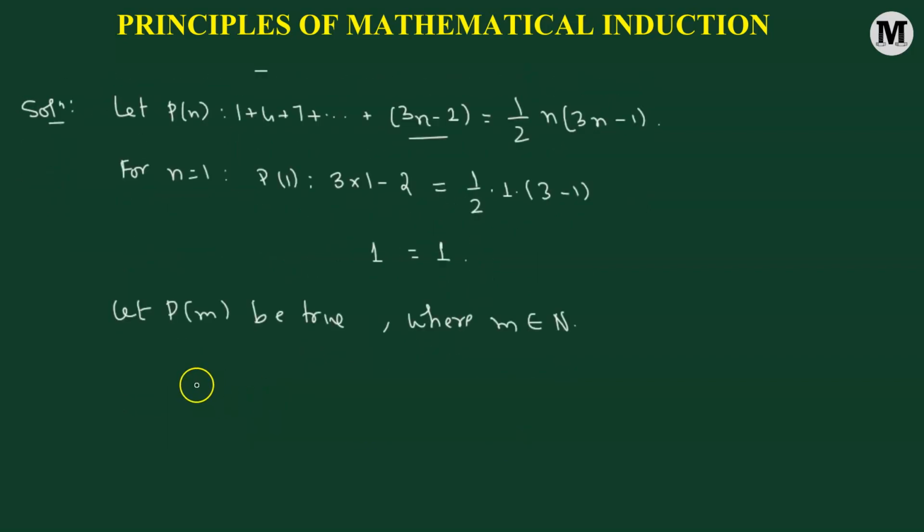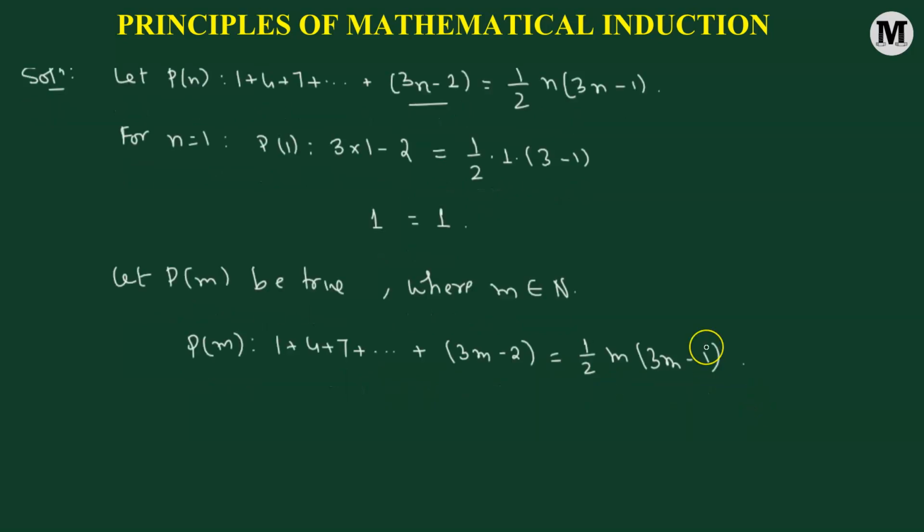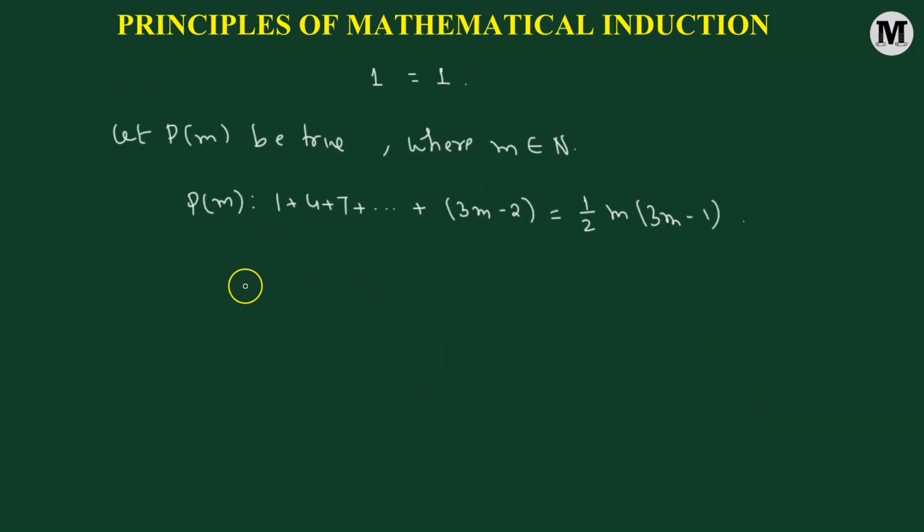So if P(m) is true, that means the new statement will be P(m) such that we have 1 plus 4 plus 7 going all the way up to 3 times m minus 2 equals half times m multiplied by 3m minus 1. All we have done is replace n with m here. Now, we're saying that this particular statement is true, where m is a natural number. And if this is true, then we need to show that it is also true for P(m plus 1).